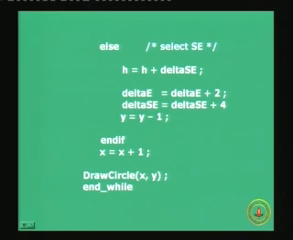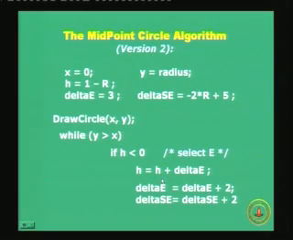Select southeast, you increment by the second order differences 2 and 4. You decrement y by 1 always when you select southeast, and come out of the if condition, not the loop, and basically increment x by 1, and then you use the draw circle again to draw all the points in all the 7 other octants using x and y, and then wind up the while loop. Okay, so this is the version 2 algorithm.